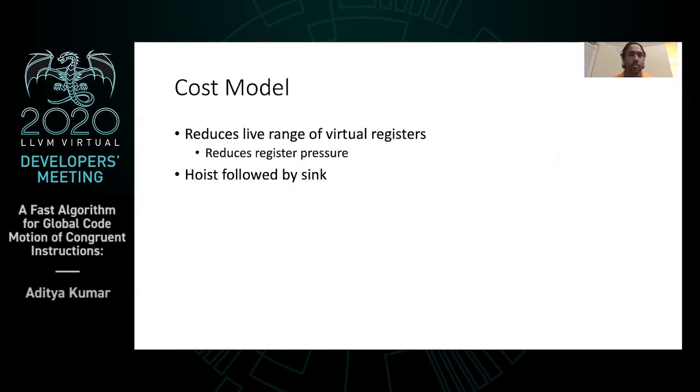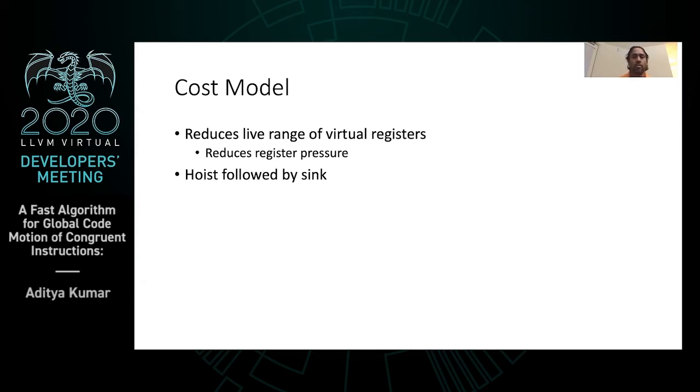The cost model is based on liveness of virtual registers. The goal is to reduce register pressure. So we only move instructions to a different basic block if the register pressure either reduces or does not change. After this global scheduling pass, the overall live range will be smaller, and this is reflected in the spill cost, the total number of spills, when we run the benchmark.